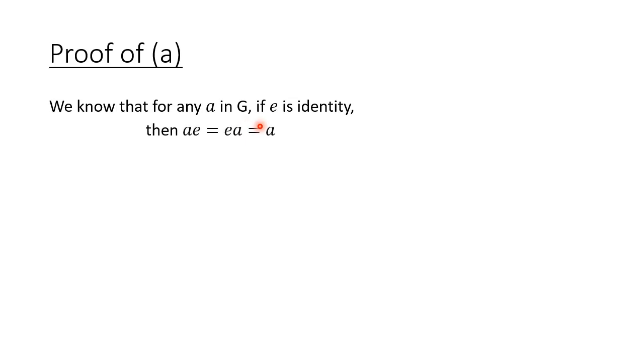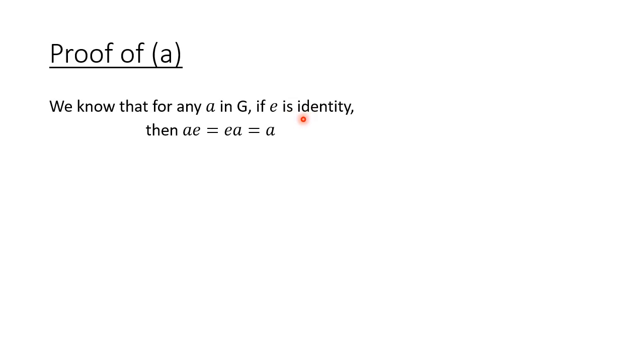So first proof, that is, identity is unique. We know that for any element A in G, if E is an identity, then AE is equal to EA is equal to A. Here the dot is not mentioned; it is the same as A dot E. So AE is equal to EA is equal to A, if E is an identity. We have to prove the uniqueness of this identity.